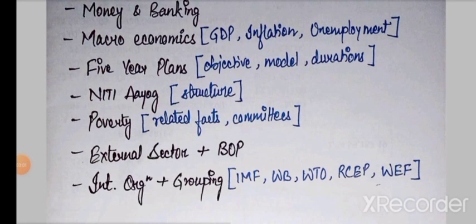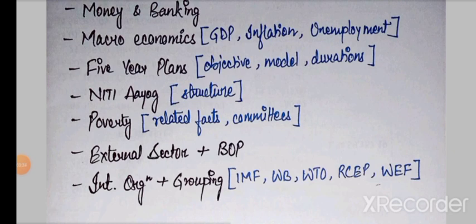In the economic section, money and banking you can avoid. These topics are written for me, but if you have less time then you can go with macroeconomics like GDP, inflation, unemployment, which are very important. Five-year plans, their objectives, models, durations, everything you need to revise. Committees like the Tendulkar committee, Lakdawala committee, everything is important.